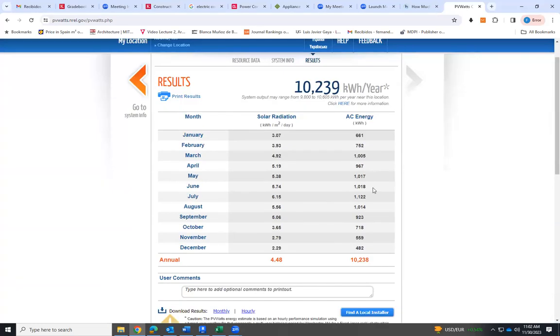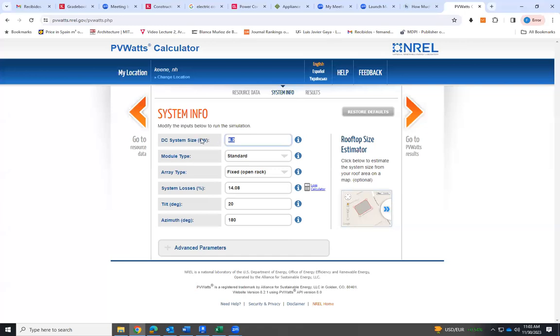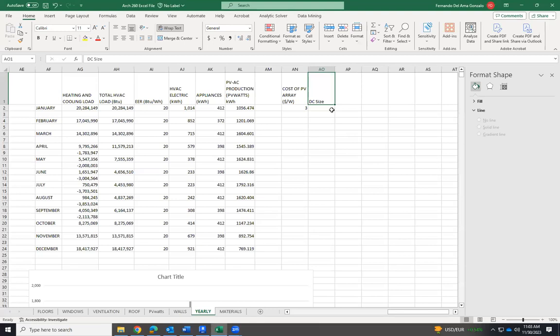If we get these results, the DC system size was 8.2 kilowatts. So this is 8,200 watts. That's the value that we have to place here, 8,200 watts.